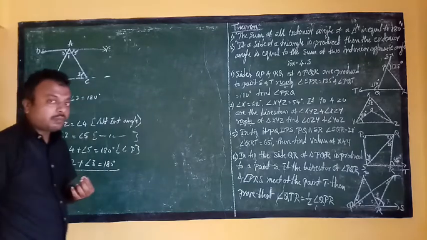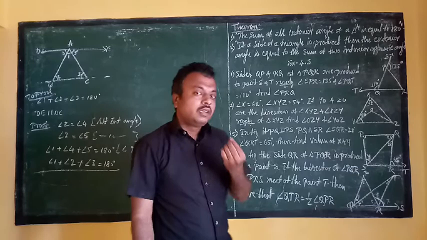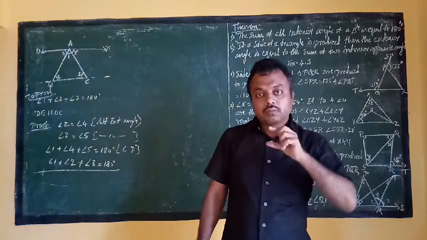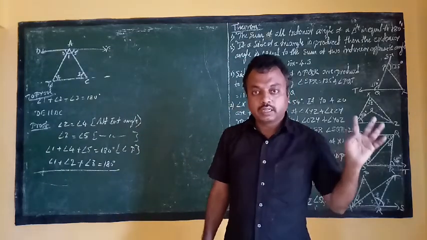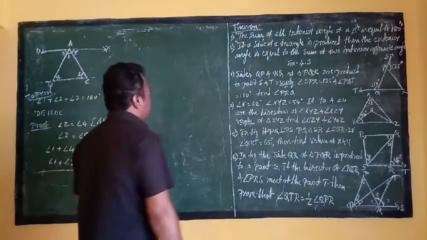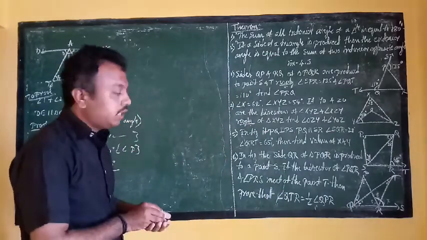So the angle sum property means, see here, very simple. In any triangle, you can take any triangle, the sum of all three interior angles is equal to 180 degrees. Got it? So next, the second theorem, the exterior angle property.